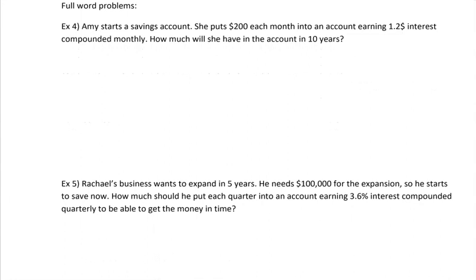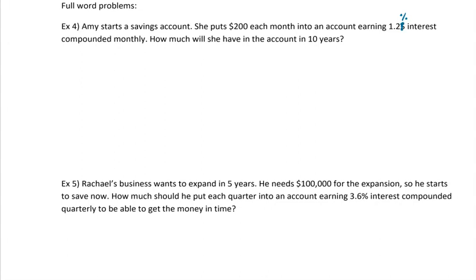So let's start off with one that we're going to be solving for future value. So Amy starts a savings account. She puts $200 each month into an account earning 1.2%, and sorry, that was a typo, interest compounded monthly. How much will she have in the account in 10 years?